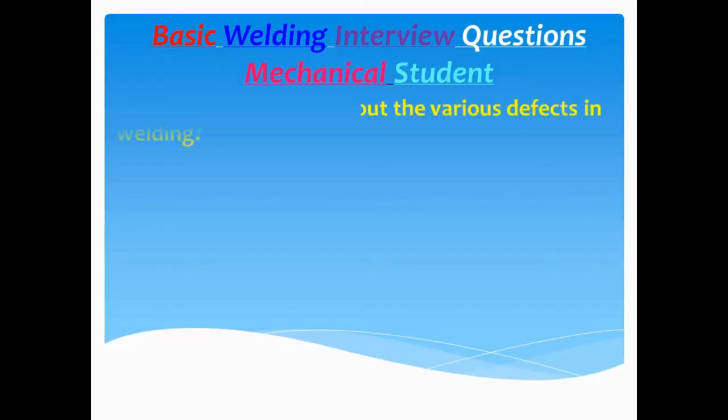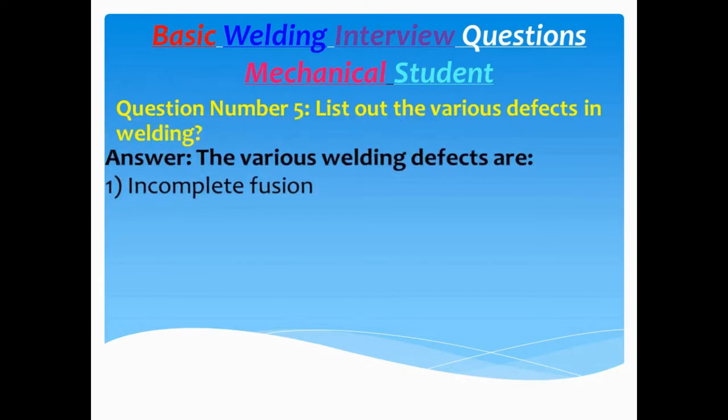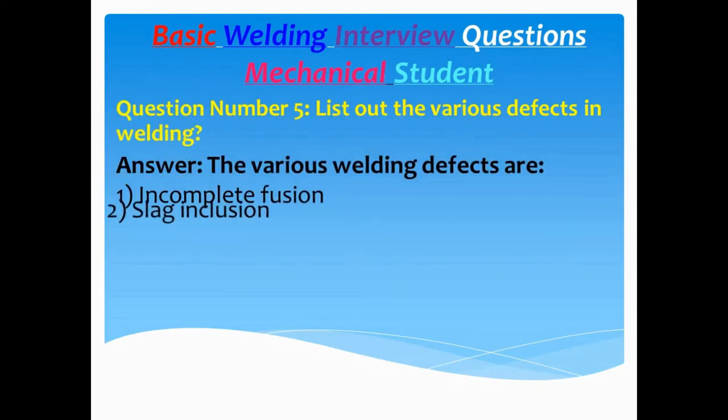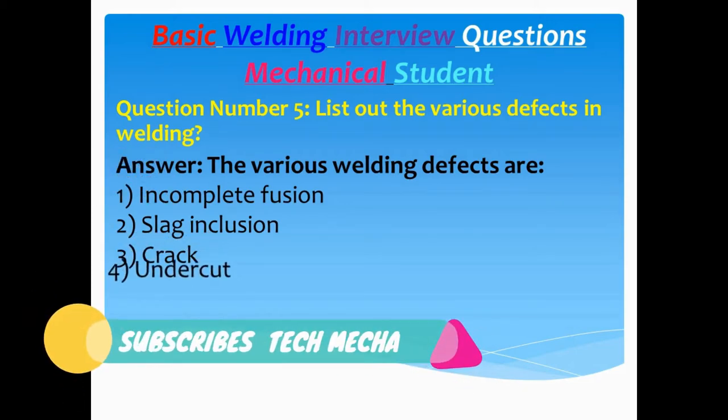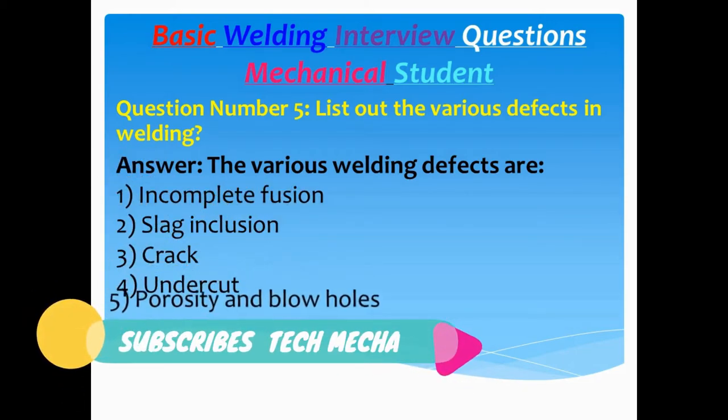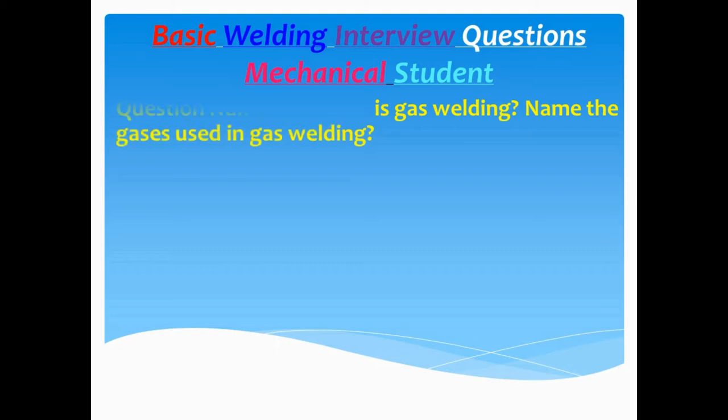Question number 5. List out the various defects in welding. Answer. The various welding defects are: 1. Incomplete fusion, 2. Slag inclusion, 3. Crack, 4. Undercut, 5. Porosity and blowholes.